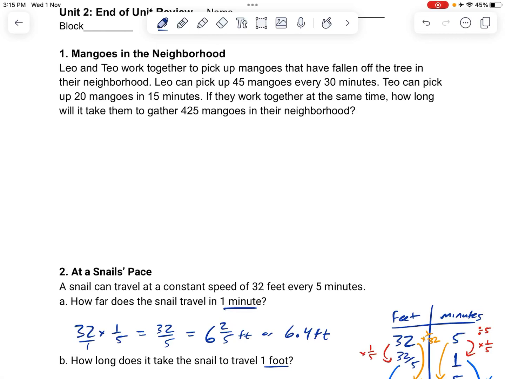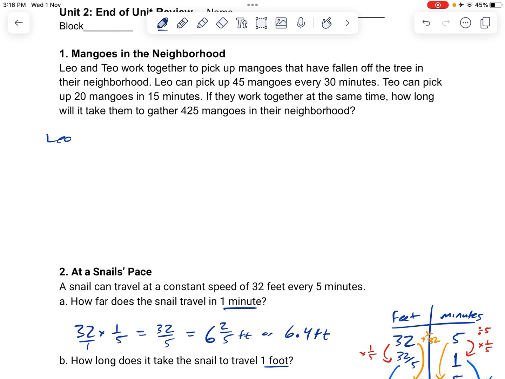Question number 1. So we've got Leo and Teo, and they're picking some mangoes. I'm going to write down the given information first, and I'm just going to organize this in a table. These are really common questions too. They're kind of tough because there are some parts to them that aren't necessarily super intuitive, that you wouldn't guess.